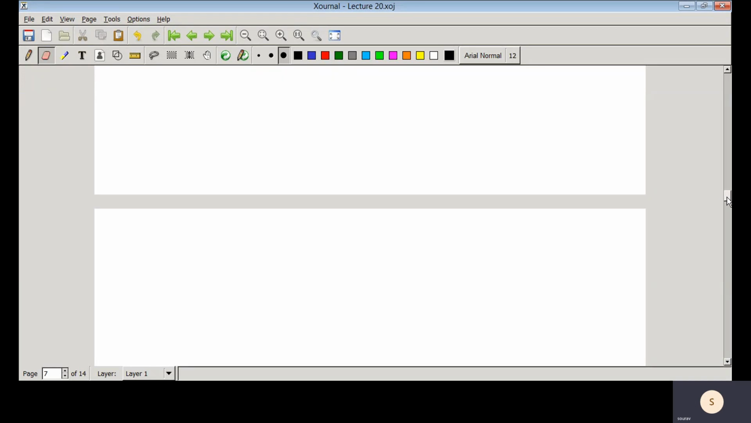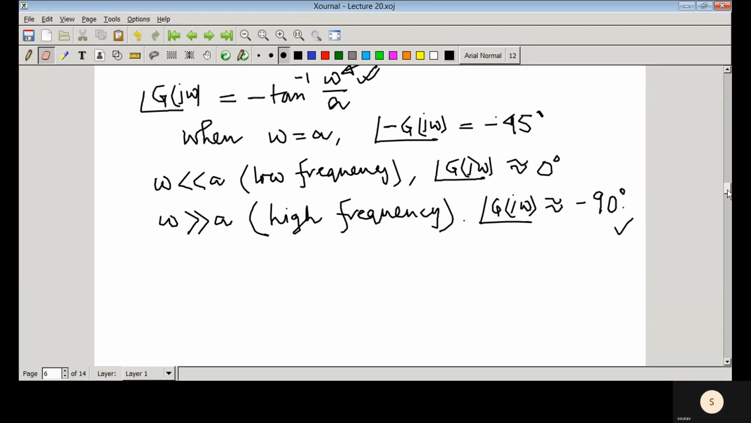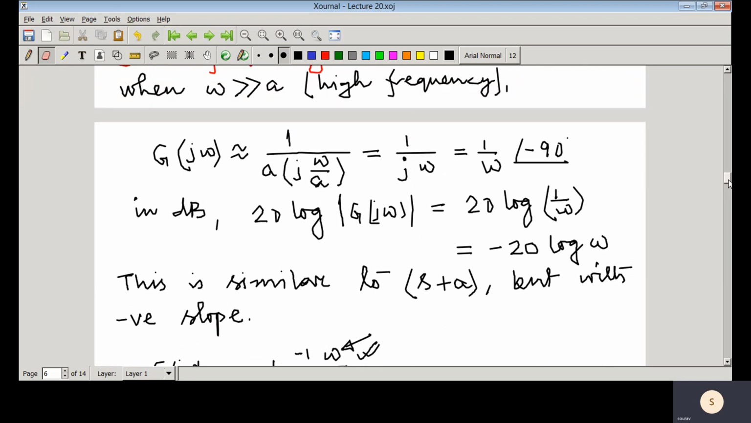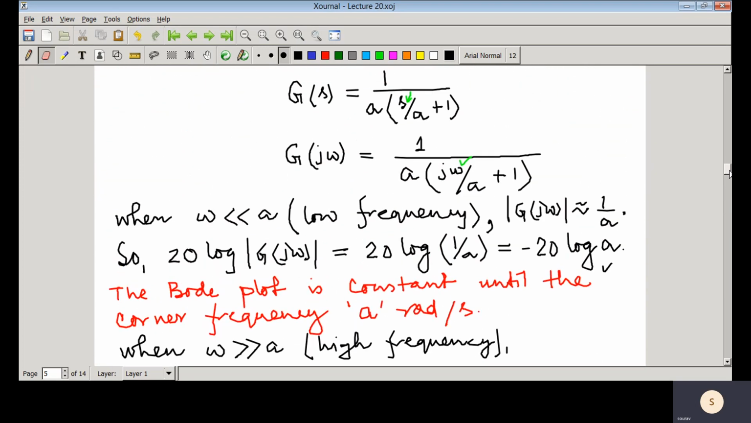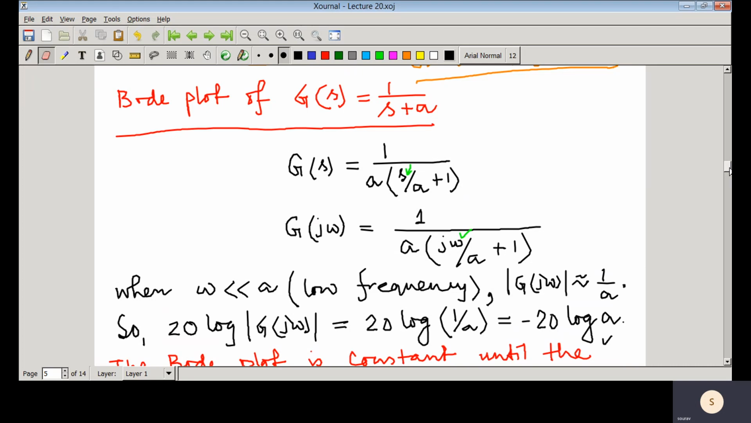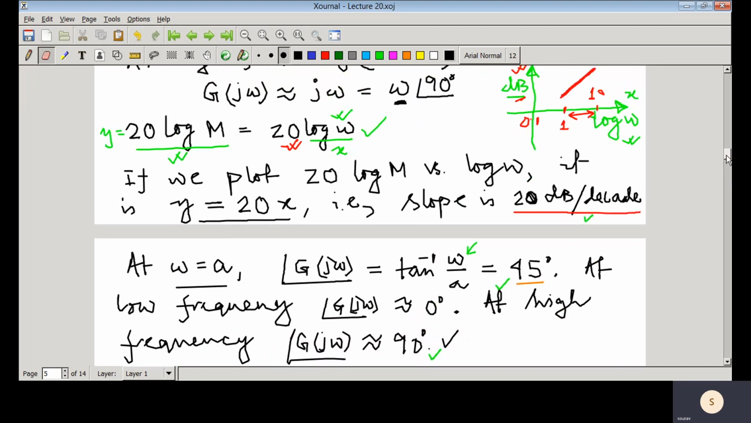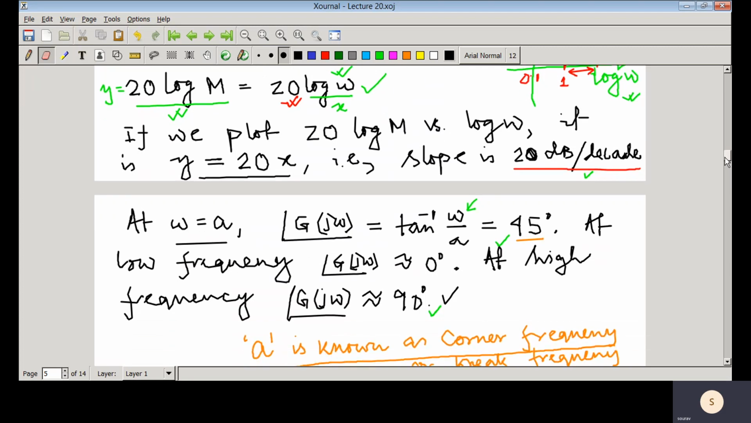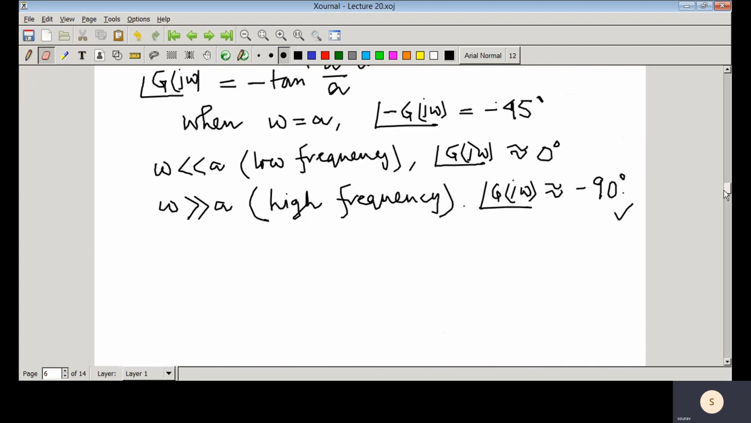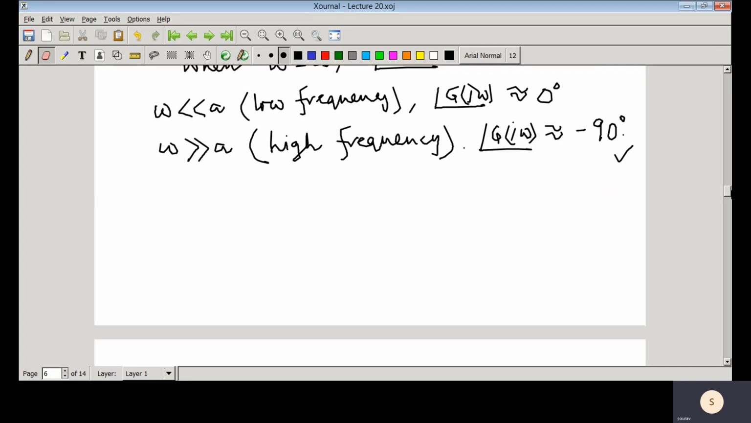In the last lecture we discussed the Bode plot, and if we have a factor like s plus a or 1 by s plus a, we have already seen what the asymptotic Bode plot would be. Today we will see the other factors. First, let us see what the Bode plot would be if we have the factor s.